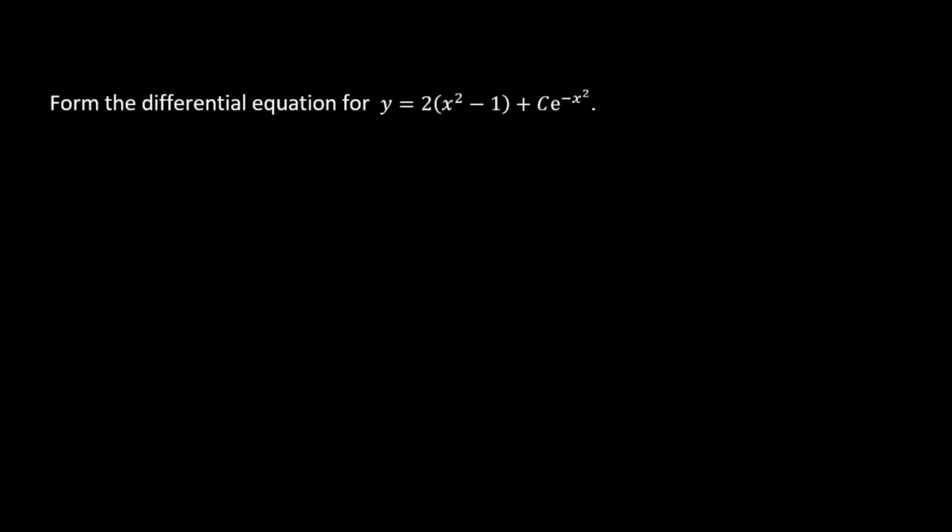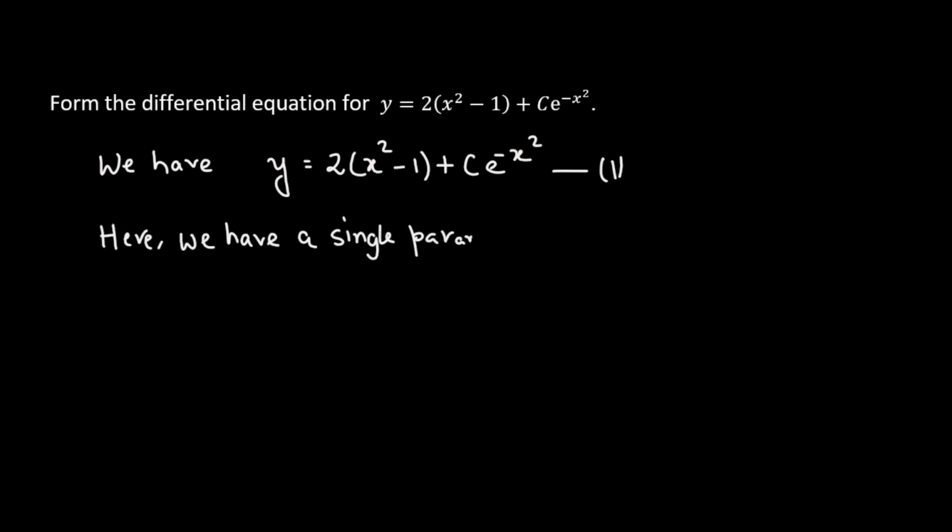Problem number 9. Form the differential equation for y equals 2 times (x squared minus 1) plus c times e raised to the power of negative x squared. We have the equation y equals 2 times (x squared minus 1) plus c times e raised to the power of negative x squared, and let this be equation number 1.